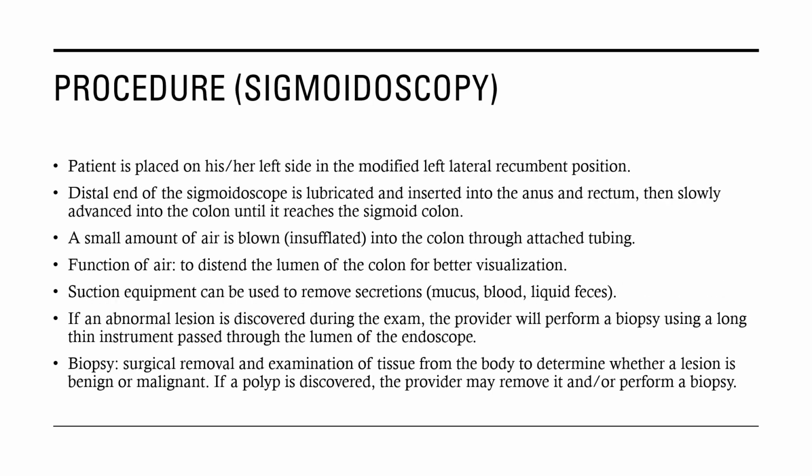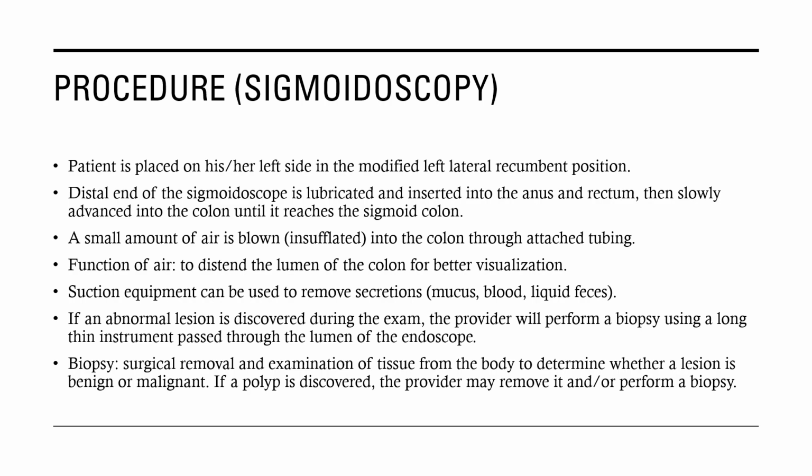So for the procedure, the patient is going to be placed on his or her left side in a position called modified left lateral recumbent position. The distal end of the sigmoidoscope is lubricated and inserted into the anus and rectum, and then it's slowly advanced in the colon until it reaches the sigmoid colon.